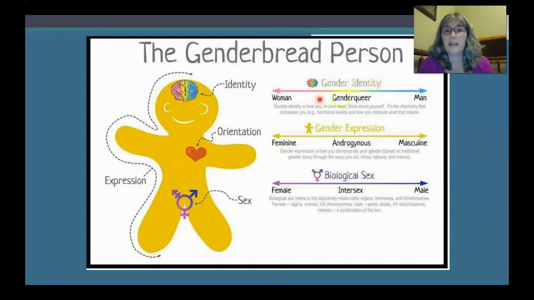We're going to start with gender identity. And you can see here gender identity is attributed to the mind, right here, identity, and that is in your own head, how you view or think about your own gender. Okay? That is separate from gender expression. And we can see here gender expression is the way you present yourself to others to demonstrate your gender. Okay, how you want to appear to others. Then you have your biological sex, which we have down here on our genderbread person to indicate biologically whether you are male or female.